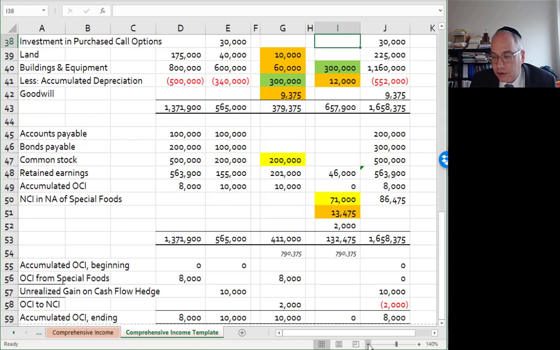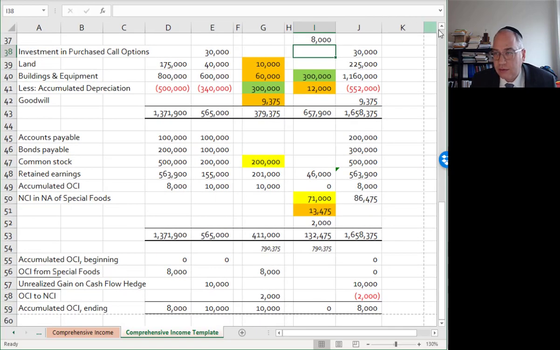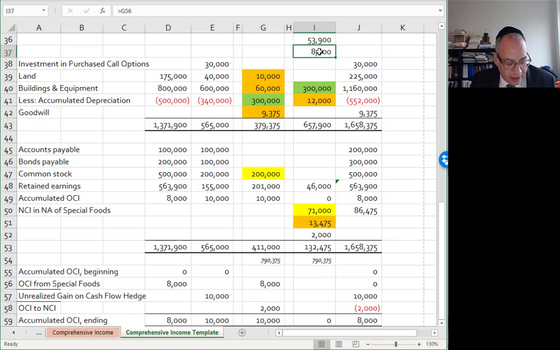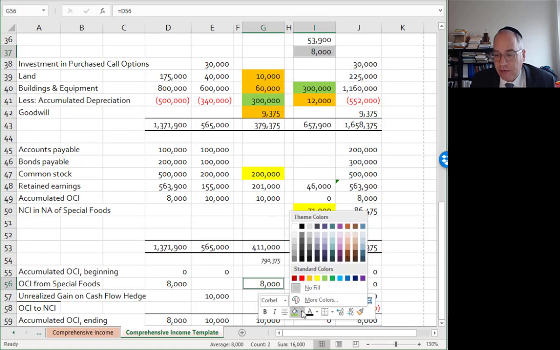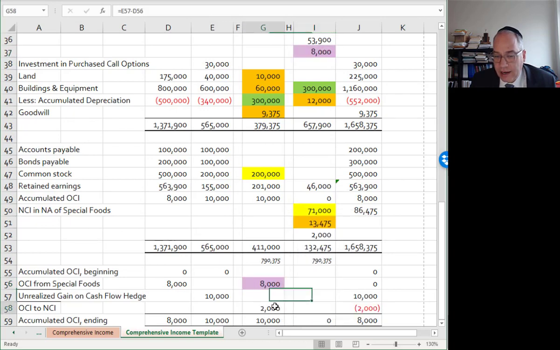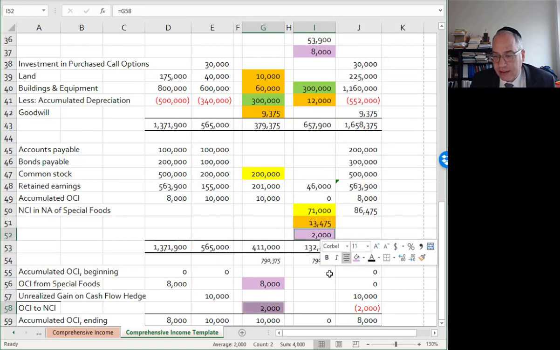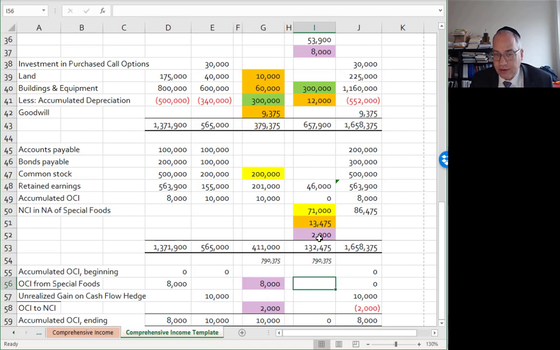So in a way, you really have two pieces of this entry here. You have a debit to OCI from special foods and a credit to the investment account of $8,000. That, in essence, reverses what we did before. And then you're going to have a debit to this account, OCI to the non-controlling interest, and then the corresponding credit will go to non-controlling interest in the net assets of special foods right there for $2,000.